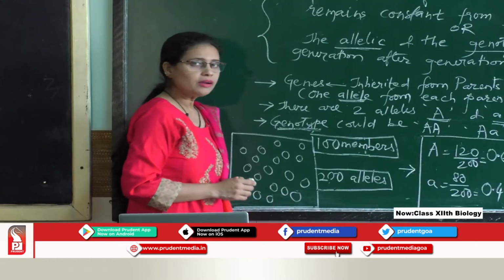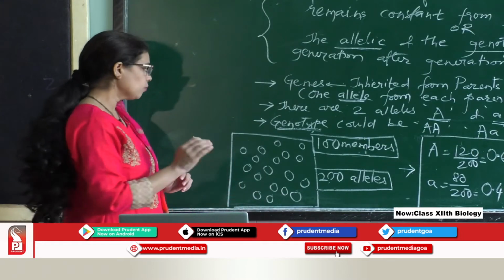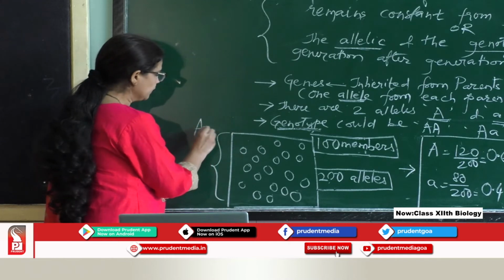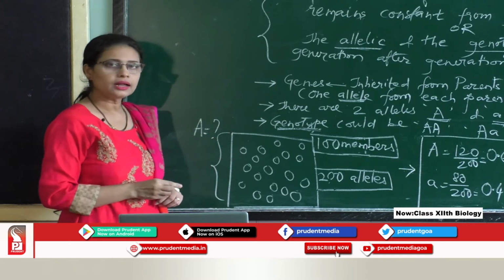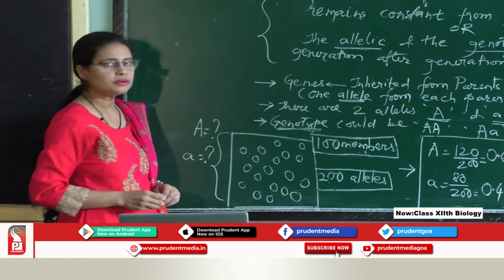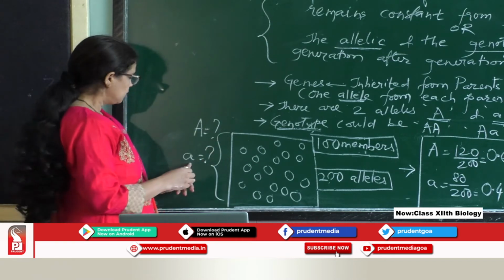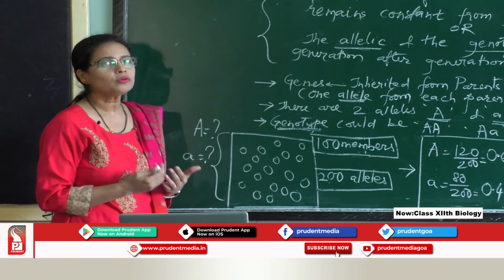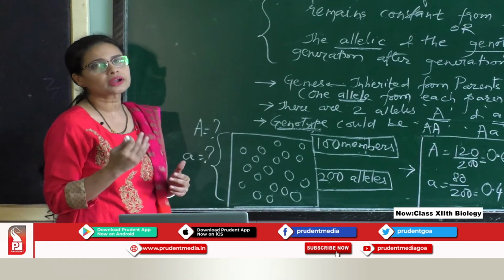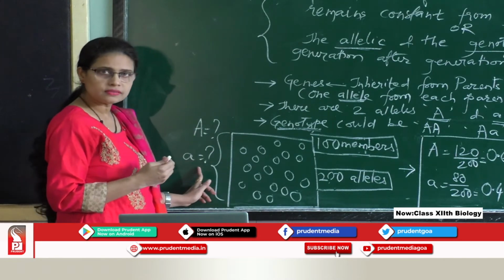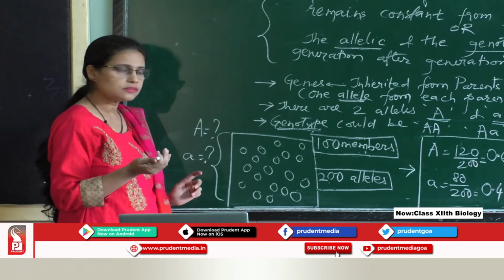Pay attention. If I want to find out in this population how many times the dominant allele A appears and how many times the recessive allele, small a, appears, then I'm trying to find the allelic frequency. How frequent is this allele? How frequent is this allele? That's allelic frequency.